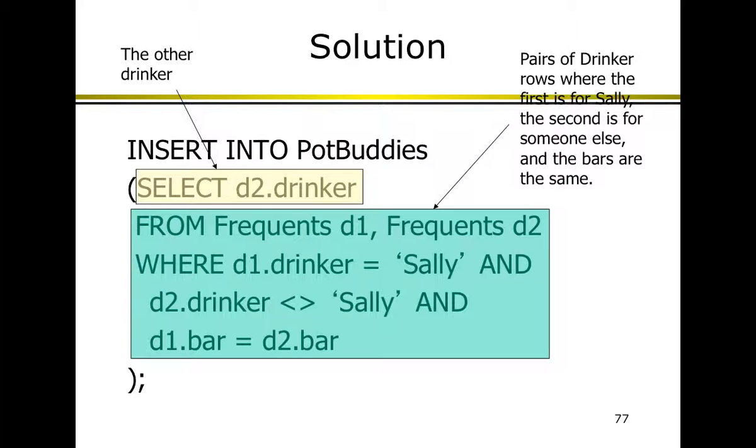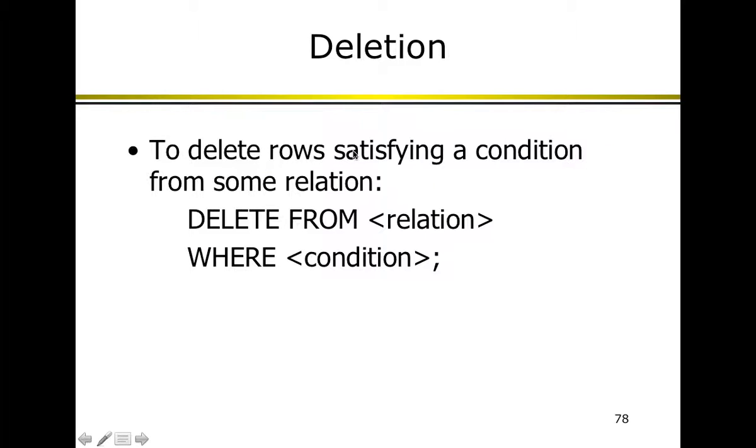So D2.drinker doesn't equal Sally, and D1.bar is equal to D2.bar. Same bar, all the drinkers, where it doesn't equal Sally, because unless Sally wants to be friends with herself, which she could be. But we want to know all the other people that aren't Sally that frequent the same bars that Sally frequents. And then we're going to insert it into potential buddies. So it works out pretty good.